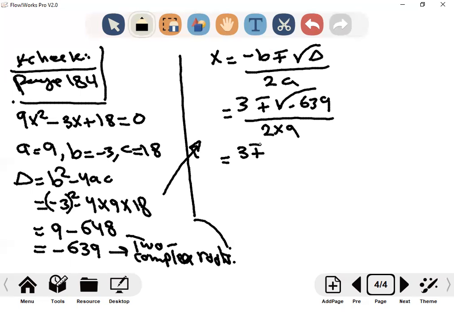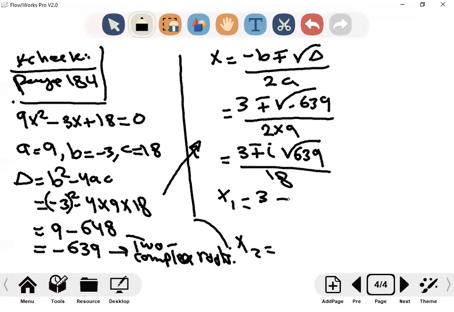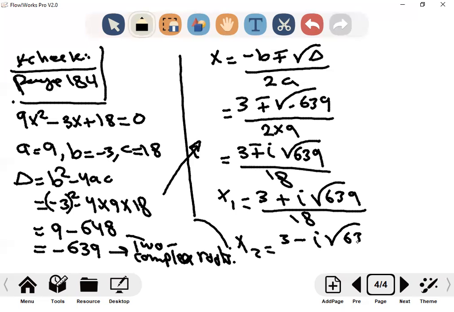Equal 3 plus minus. If you have square root of 639, leave it. Negative outside, it will be i square root of 639 over 18. Now you have x1 and x2. x1 is 3 plus i square root of 639 over 18. And here, x2 is 3 minus i square root of 639 over 18.